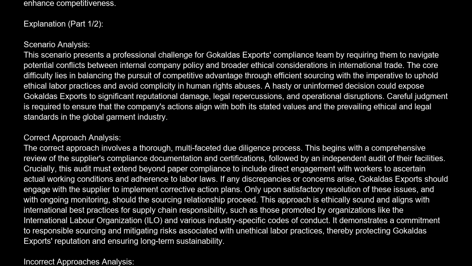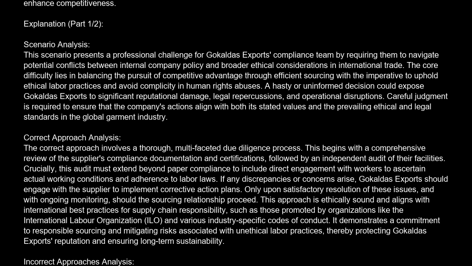Explanation. Scenario analysis. This scenario presents a professional challenge for Gokaldas Exports' compliance team by requiring them to navigate potential conflicts between internal company policy and broader ethical considerations in international trade. The core difficulty lies in balancing the pursuit of competitive advantage through efficient sourcing with the imperative to uphold ethical labor practices and avoid complicity in human rights abuses.